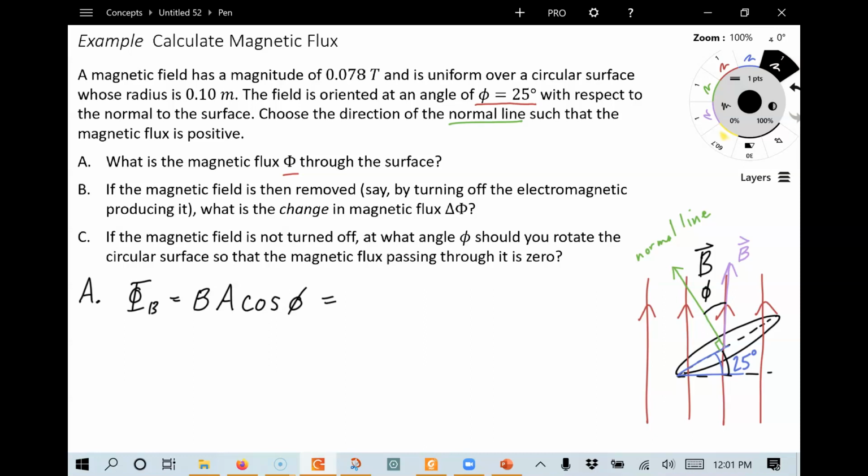So the magnetic field strength is given: 0.078 Tesla. The area of the loop is given. Let's see, it's not given as an area, but we know the area is going to be pi r squared, and the radius is 0.10 meter. That's the formula for the area of a loop of radius r. And finally, cosine of the angle, 25 degrees.